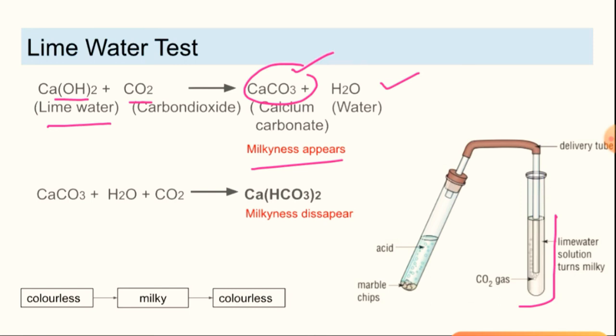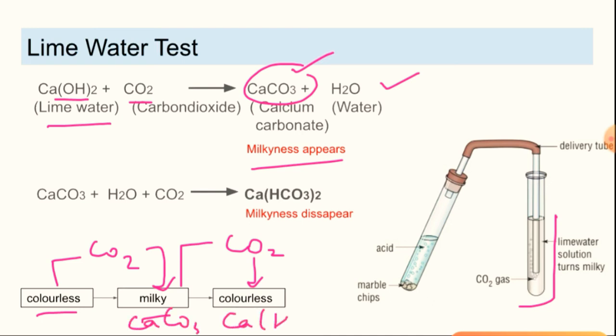If we keep on passing carbon dioxide for some more time, we see that this milkiness disappears. So what is happening? First we had a colorless solution, then milkiness appears, and then this milkiness disappears. We were passing carbon dioxide into a colorless solution, so milkiness appears because of calcium carbonate. And when we keep on passing carbon dioxide into this solution, it again turns to a colorless solution because the chemical product has changed now. Here calcium carbonate has formed, and here calcium bicarbonate has formed, and this bicarbonate does not have any color. This is why the color has disappeared.